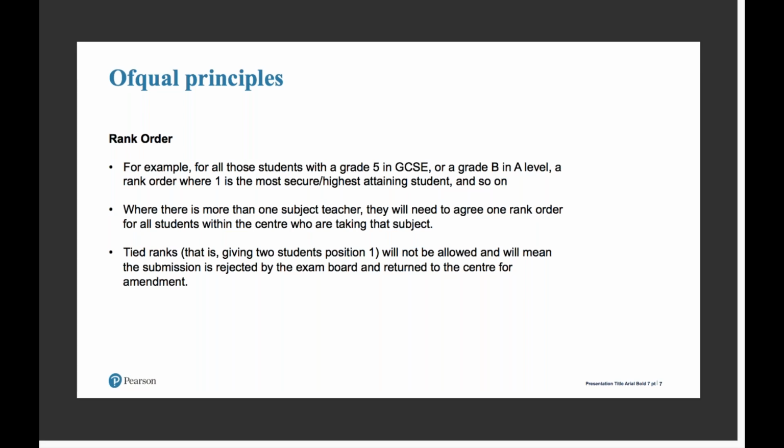If you have more than 1 teacher or cohort, then you will need to agree on 1 rank order for all students within the centre taking the subject. You won't be allowed to have tied rank orders. For example, 2 candidates can't be given position 1 in any grade. The submission would be returned to the centre to be amended, and this could cause delays in the process.